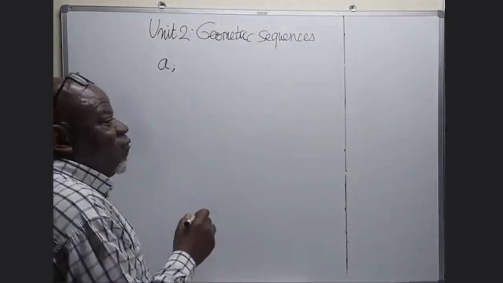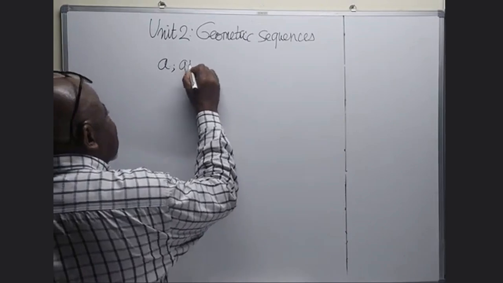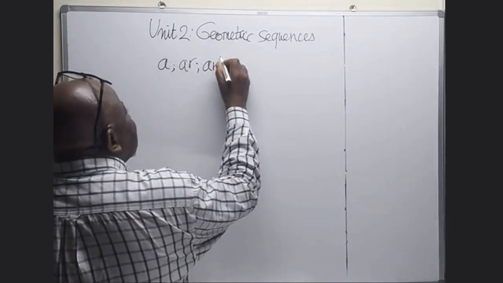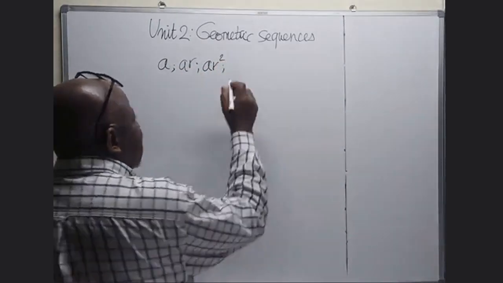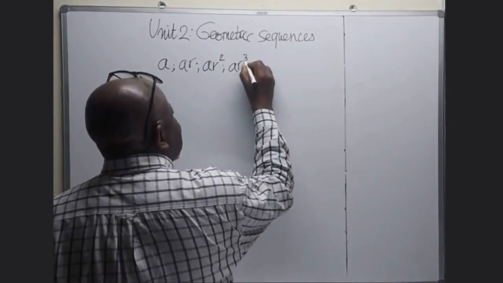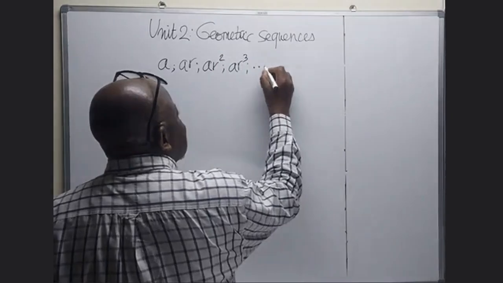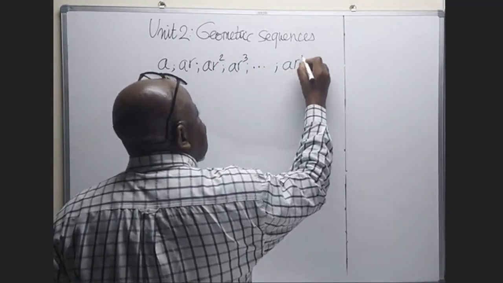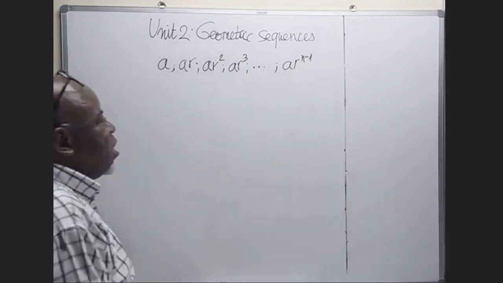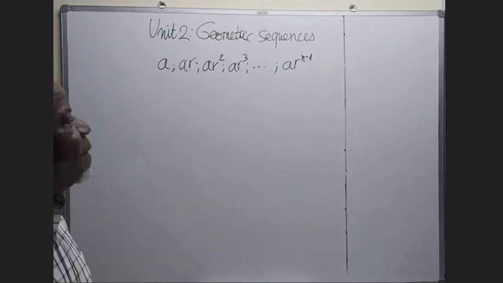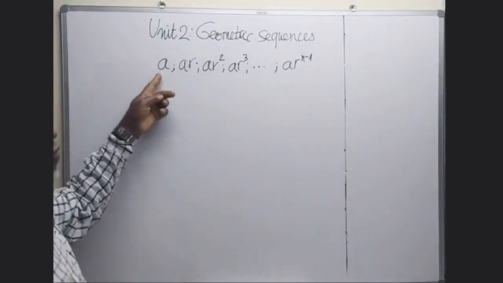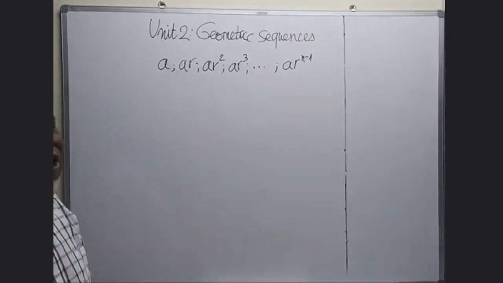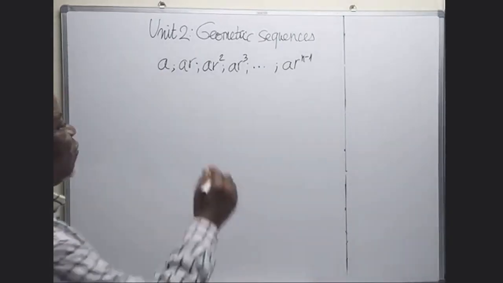A is the first term, A times R is the second term, A times R squared is the third term, A times R to the power of 3, and so on, and then the last one will be A times R to the power of n minus 1. A is the value of the first term, and R is the common ratio between consecutive terms.